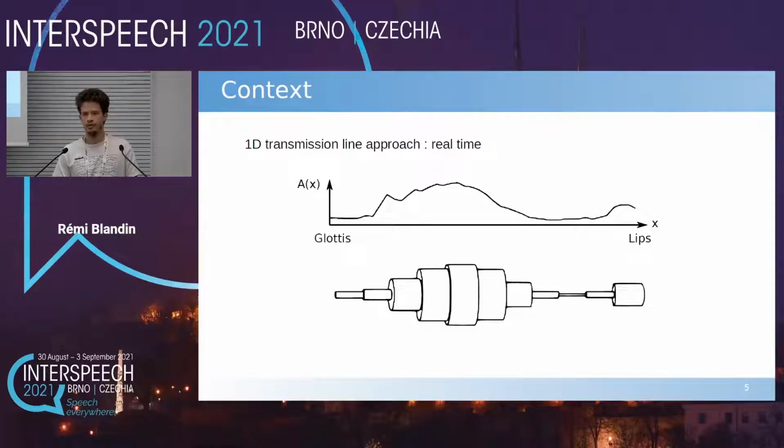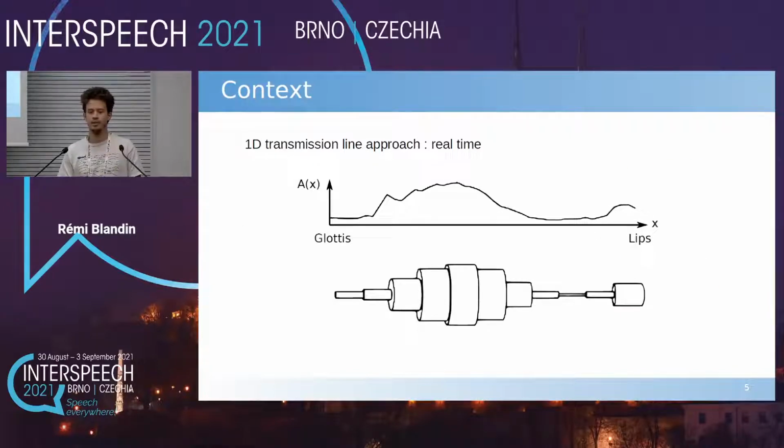So the most used approach for this is to do a one-dimensional simplification of the problem. So we consider that only plane wave propagates in the vocal tract, and under this assumption we can simplify the vocal tract shape by considering only the cross-sectional area of the vocal tract. So this is a so-called transmission line approach. It is very efficient, it runs in real time, and it's very widely used for speech research.